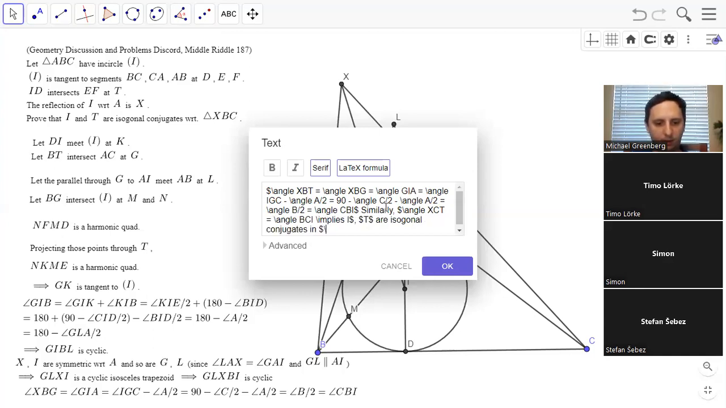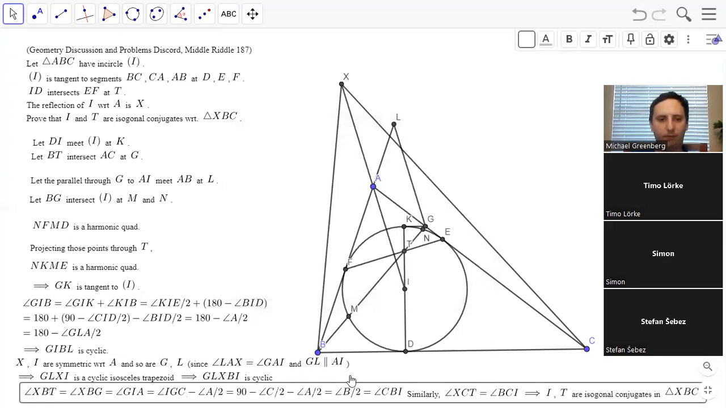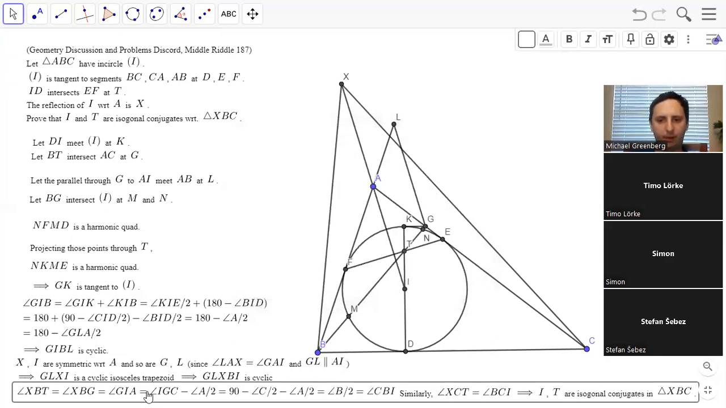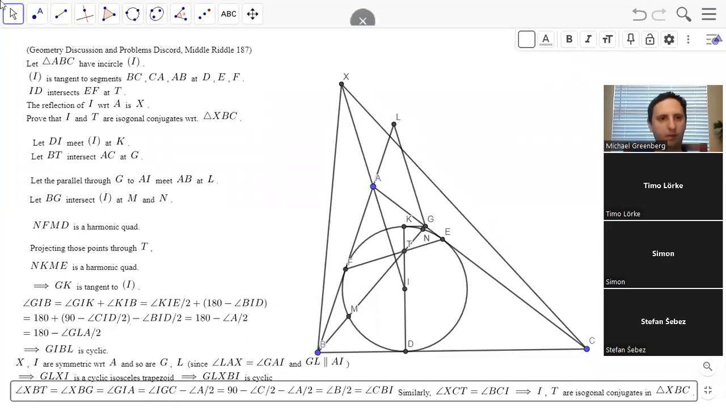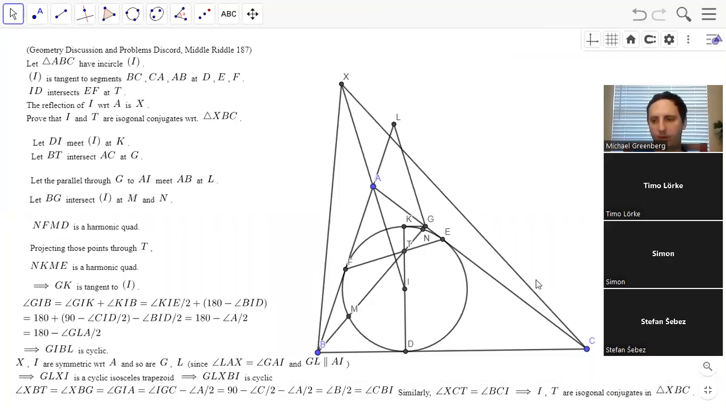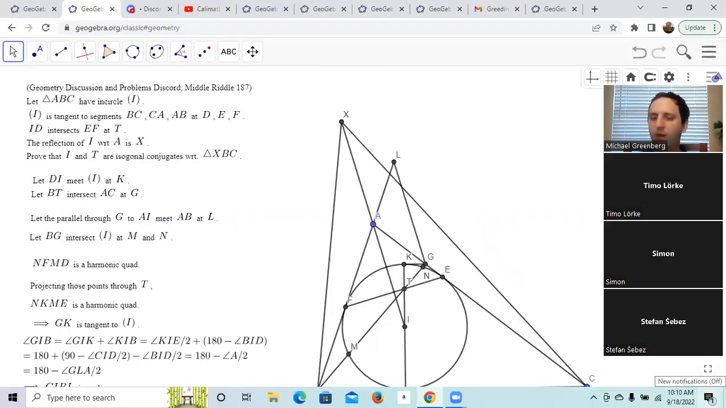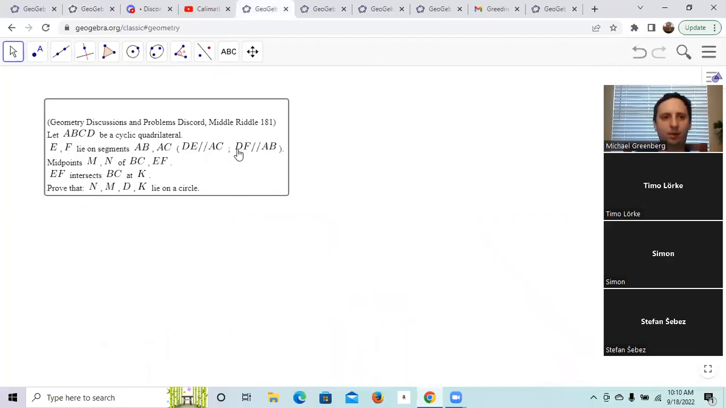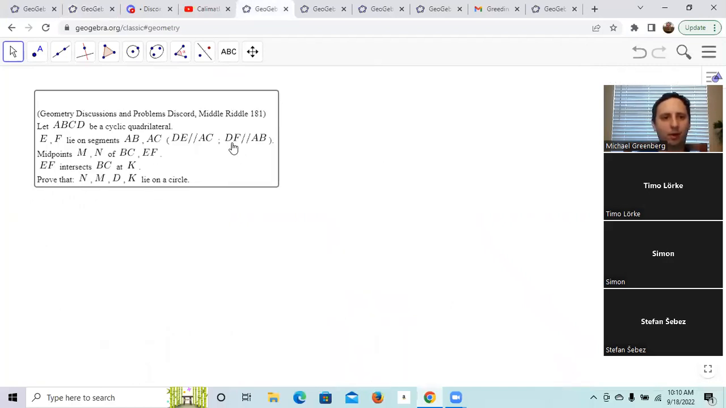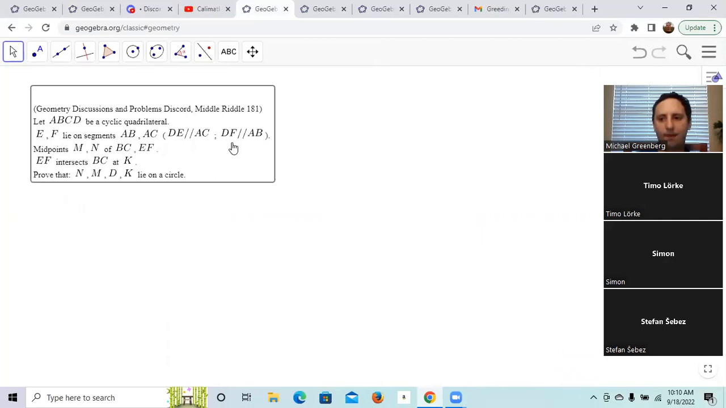All right, I'm going to move on to the next problem. I spent a long time just writing up a solution, but I think it's probably helpful for people that don't know as much about isogonal conjugates. So, all right, I'm going to move on to the next one. It's only 10:10, so we're going pretty fast. After this one, the next problems are probably a little harder.